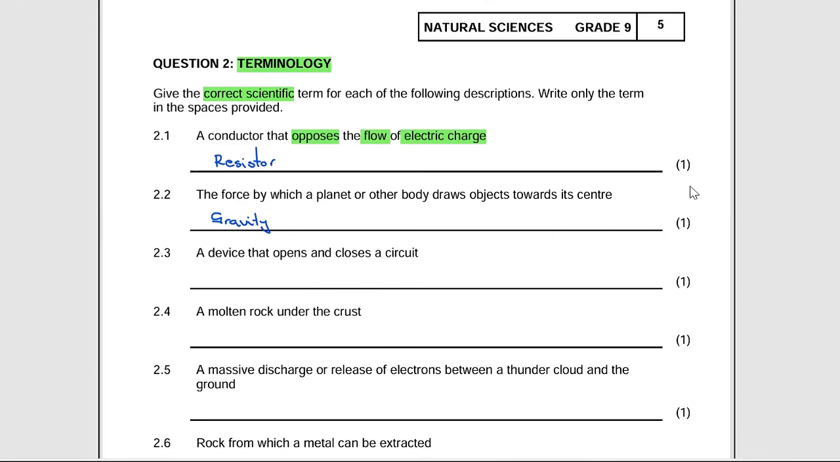Then 2.3 reads here, a device that opens and closes a circuit, right? So it means this one is a controlling device, right? So it opens and closes a circuit, right? So I think you got that one correct. Yes, it's a switch. It's referred to as a switch.